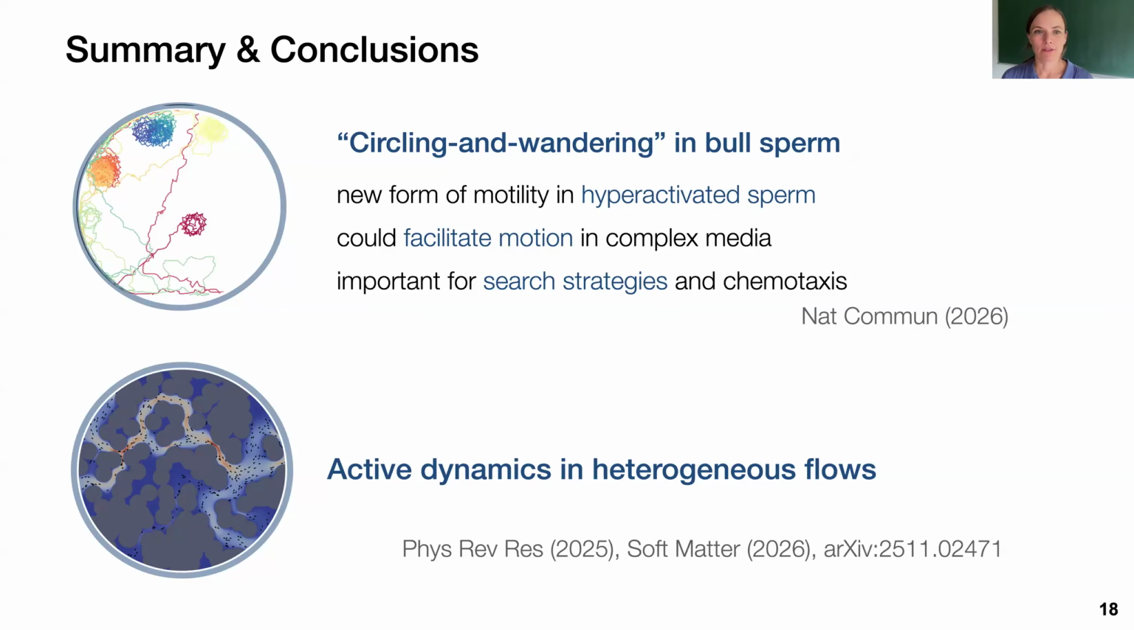Okay, so maybe here I give a short summary. I've shown you that there's a really new form of motility in hyperactivated sperm, and this is really this transition between circling and wandering. And it could facilitate motion in complex media, although of course a real biological complex medium is a lot more complex than the lattice gas that we are studying. And we think that this sort of intermittent transport behavior could be important for search strategies or even chemotaxis in sperm systems. So if there are any questions, I'm really happy perhaps to answer them here before I move on to the second part.